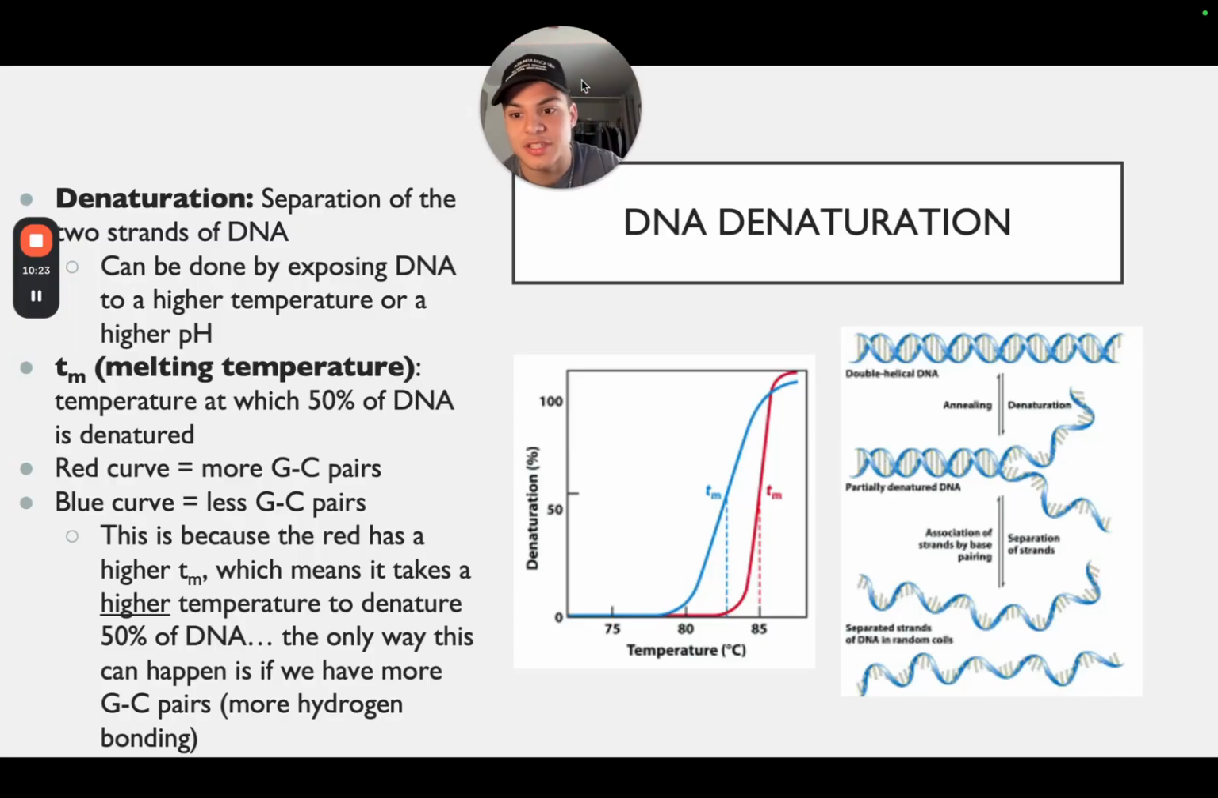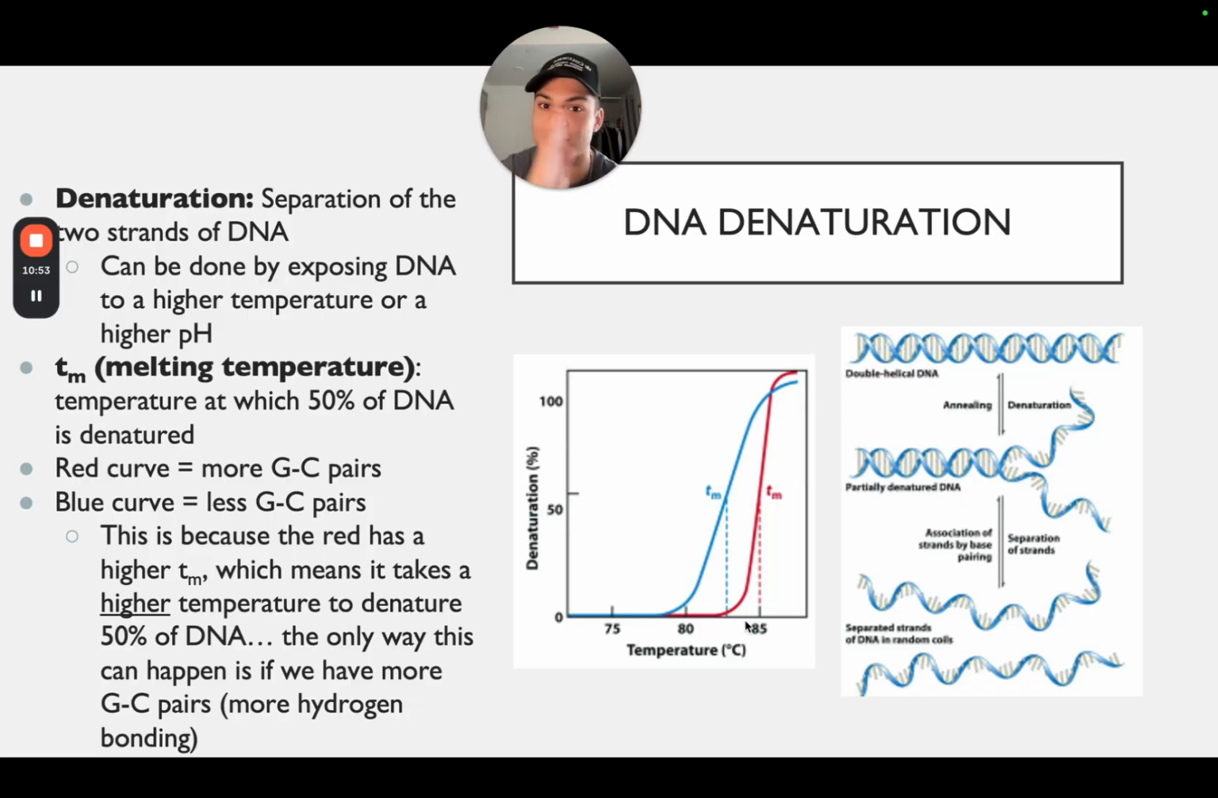And so the Tm simply means the temperature at which 50% of the DNA is denatured, right? And the red curve means that the Tm is much greater. Remember, in the blue curve, as you can see, the Tm is much less. And what I mean by less and greater is the temperature at which DNA is 50% denatured. The reason I bring this up is because if it takes a higher temperature to break apart the DNA, that means we're going to have more GC-CG pairs, because again, it has 3 hydrogen bonds.